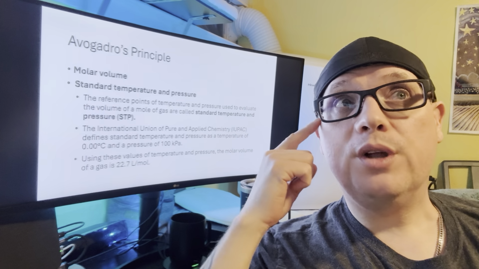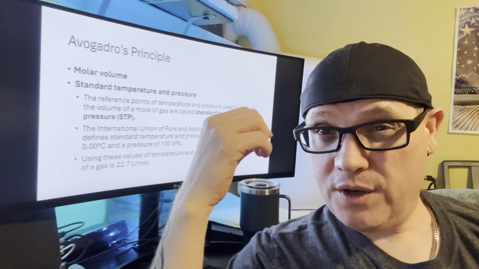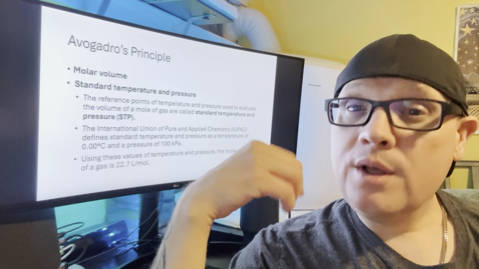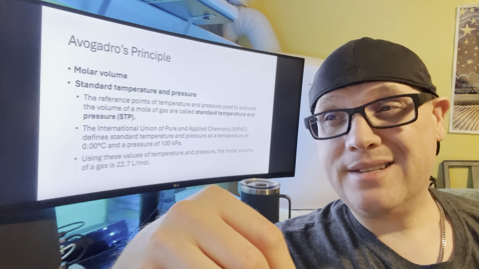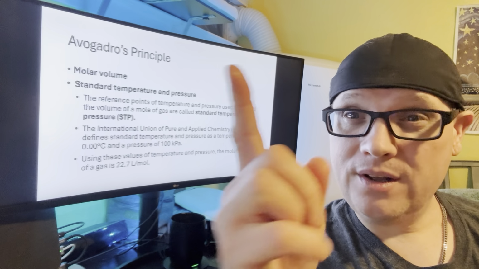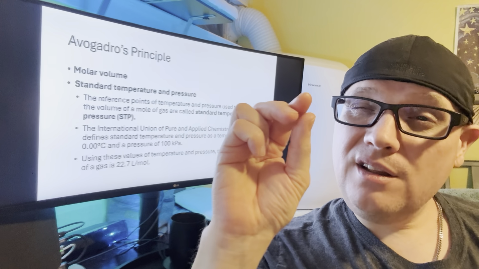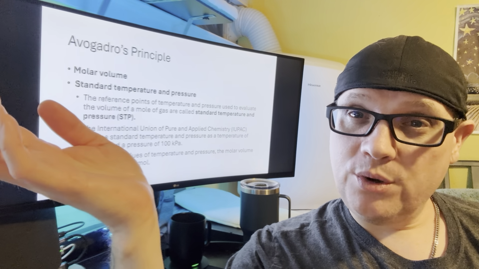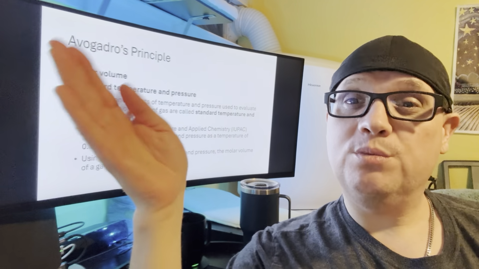But if you look at old textbooks or watch some other videos, you might see other sources say 22.4 liters per mole, because they're using STP as a standard of 1 atmosphere and 0 degrees Celsius. That little bitty change in definition shifted the value from 22.4 to 22.7.